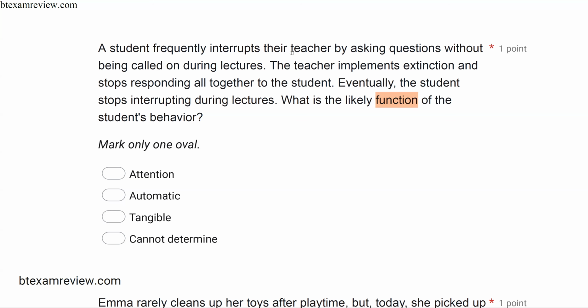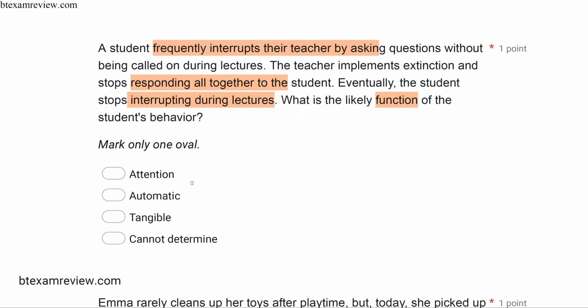In this case, we have a student interrupting their teacher by asking questions without being called on. What does the teacher do? Well, the teacher stops responding to the student altogether. So what has the teacher done? The teacher's removed the attention for asking the questions without being called on. Eventually, now, the student has stopped interrupting during lectures. So if the attention was removed for calling out or asking questions without permission, and the behavior decreases, extinction is effective. From that, what do we think the likely function of the behavior is?